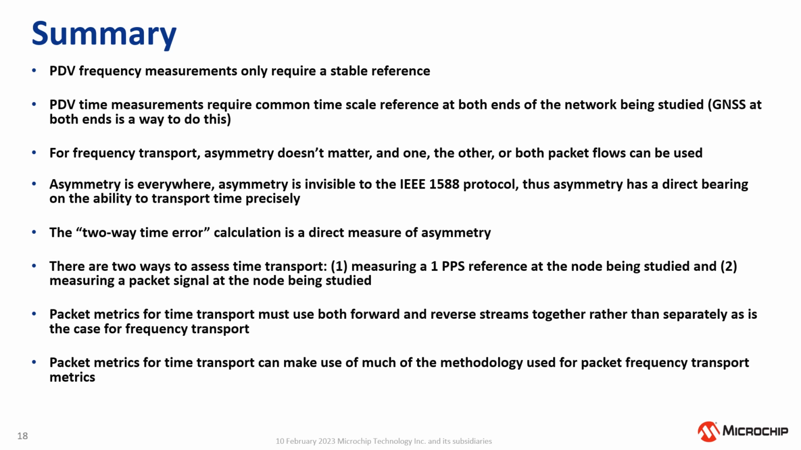There are two ways to assess time transport, either the 1 PPS physical signal or looking at the packet signal at a node. Packet metrics for time transport must use both the forward and reverse streams together. Packet metrics for time transport can make use of much of the methodology for packet frequency transport metrics.